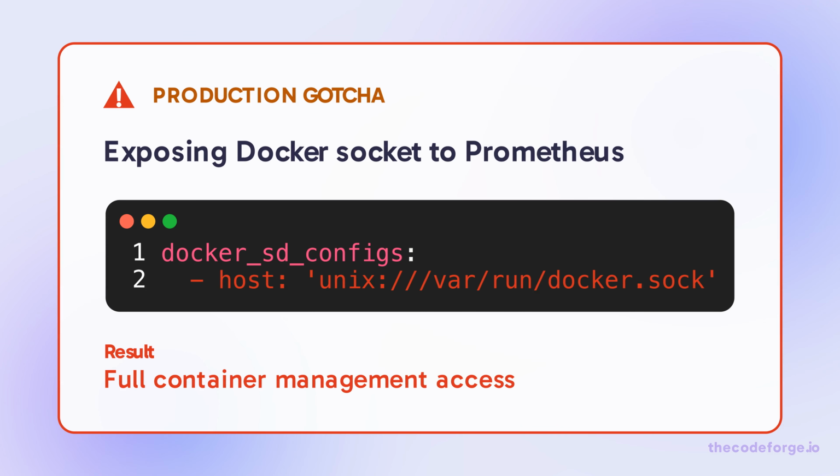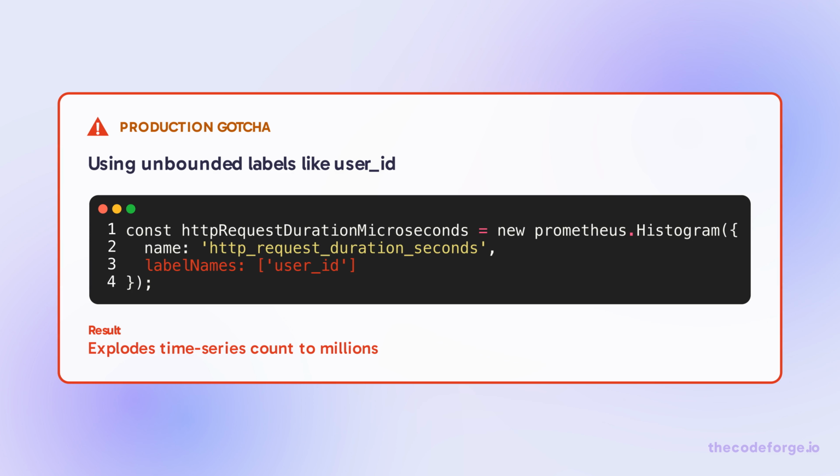Giving Prometheus access to the Docker socket is a security risk. Use a dedicated Docker API proxy with read-only access, or switch to file-based discovery if your orchestrator doesn't change often. A label with 1,000 unique values creates 1,000 series per metric. Times 100 metrics gives 100,000 series. This collapses the server. Never put unbounded labels like userId or requestId on metrics.